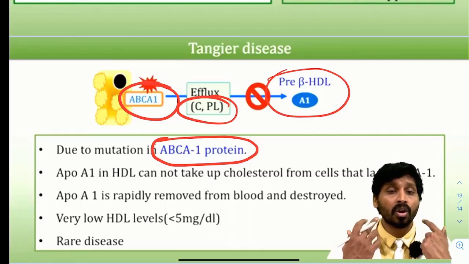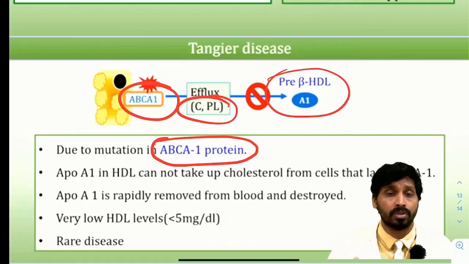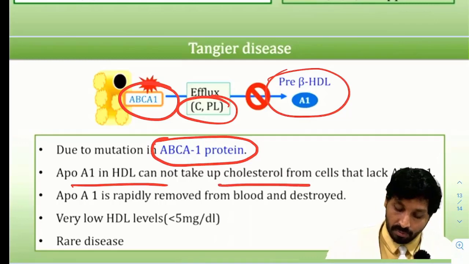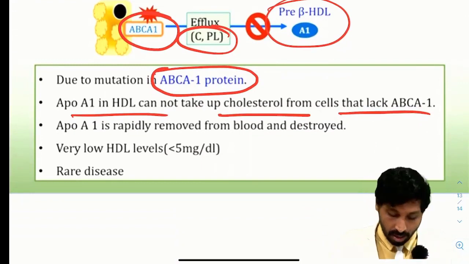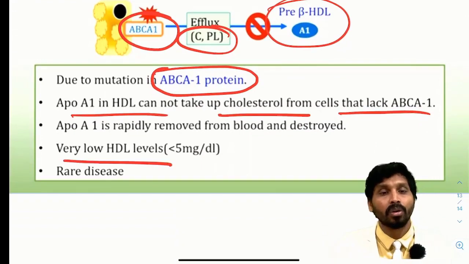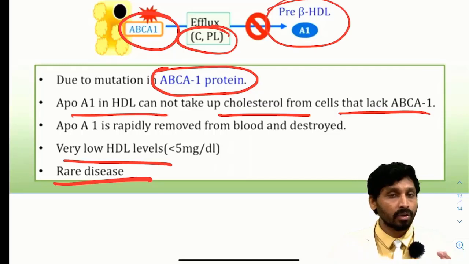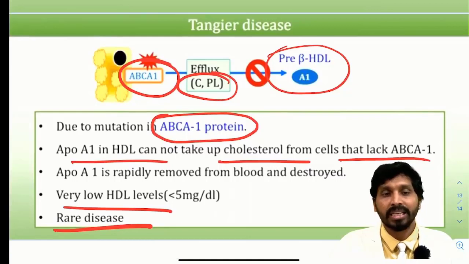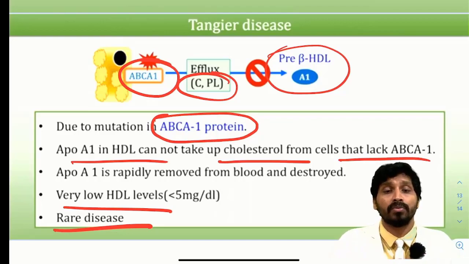Orange tonsils are seen because of the deposition of cholesterol in extrahepatic tissues, like soft tissues. ApoA1 in HDL cannot take up cholesterol from cells that lack ABCA1. ApoA1 is rapidly removed from blood and destroyed. Very low HDL levels you can note down, because cholesterol is not effluxed into HDL, and it is a rare disease. It is a genetic disorder, and the main thing to remember is that it is because of deficiency of the gene ABCA1, which codes for the ABCA1 protein, which helps in efflux of cholesterol and phospholipids into HDL.